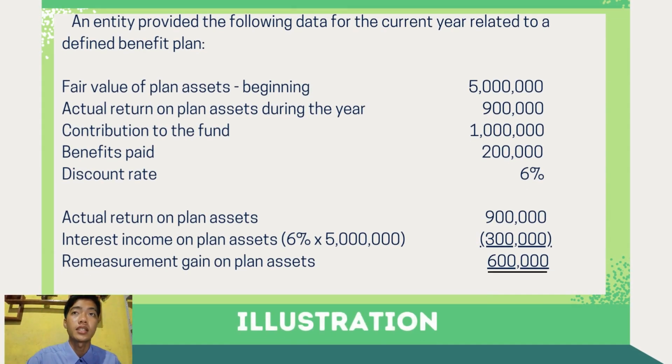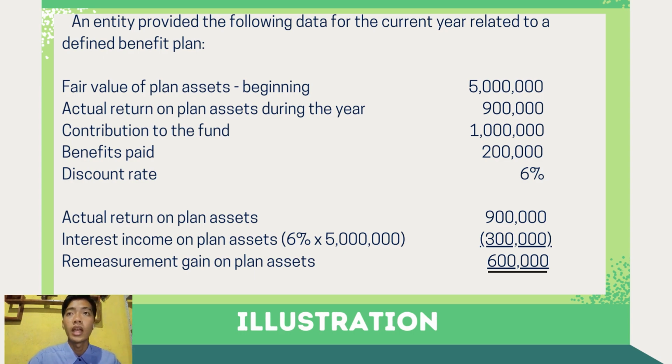So, let's look at this illustration. An entity provided the following data for the current year related to a defined benefit plan. So, fair value of plan assets beginning, 5 million. Actual return on plan assets during the year, 900,000. Contribution to the fund, 1 million. Benefits paid, 200,000. And discount rate of 6%.